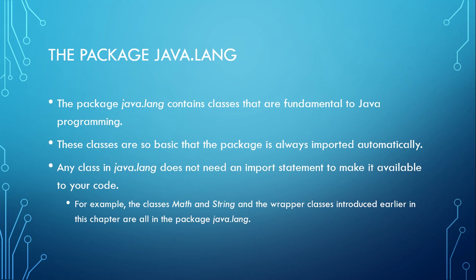For example, the classes Math and String, and your wrapper classes that we've talked about before, are already in the package. That's why we can just go ahead and write String name equals blah, blah, blah, because String is imported automatically. I don't have to stop there and import java.lang.String. Don't need to. It's imported automatically.